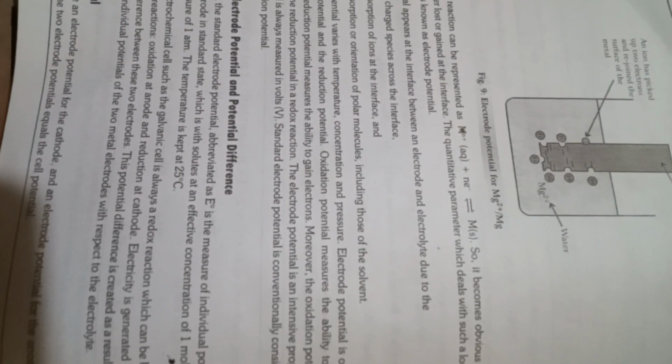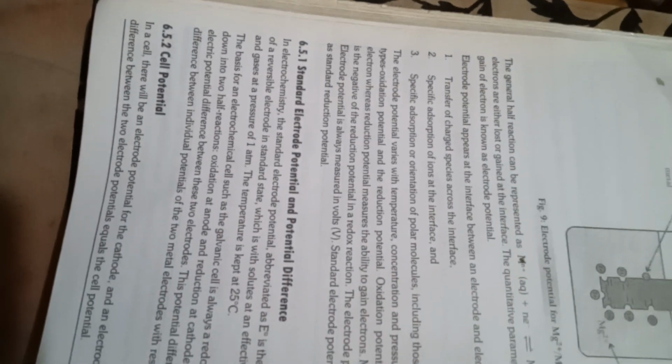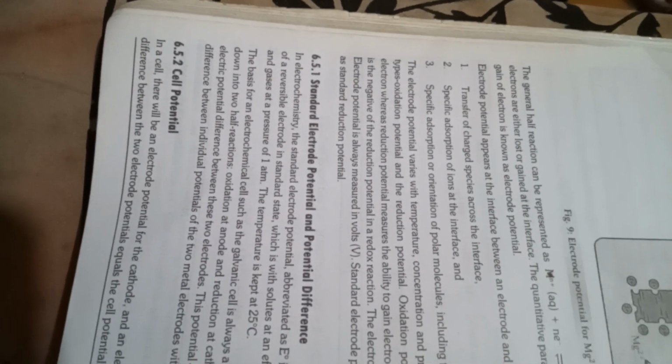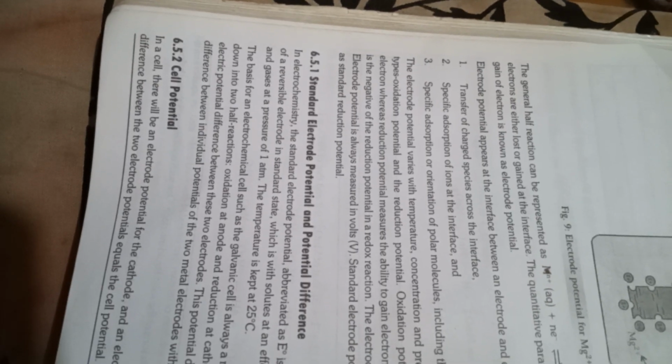The quantitative parameter which deals with such a loss or gain of electrons is known as electrode potential. Electrode potential appears at the interface between an electrode and electrolyte due to the transfer of charge across the interface, specific adsorption of the ions at the interface, and specific adsorption or orientation of polar molecules, including those of the solvents. Electrode potential varies with temperature, concentration, and pressure.